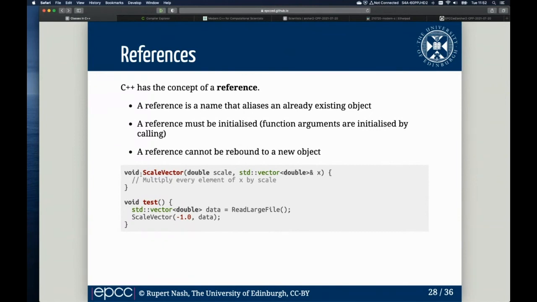So for example, here we've got this function scale vector that accepts a single double parameter, which is how much to multiply each element by. And we're having a vector, which is some sort of array of doubles, that I've qualified with the ampersand here. And this means pass it by reference. This is fairly close to the way that Fortran passes arguments to subroutines by default.